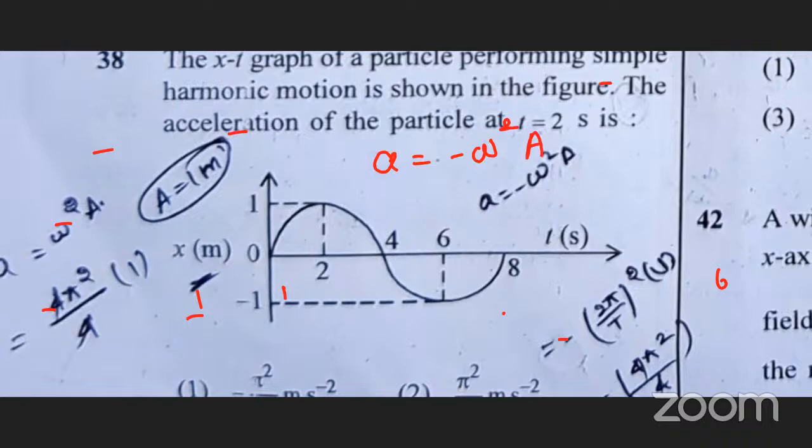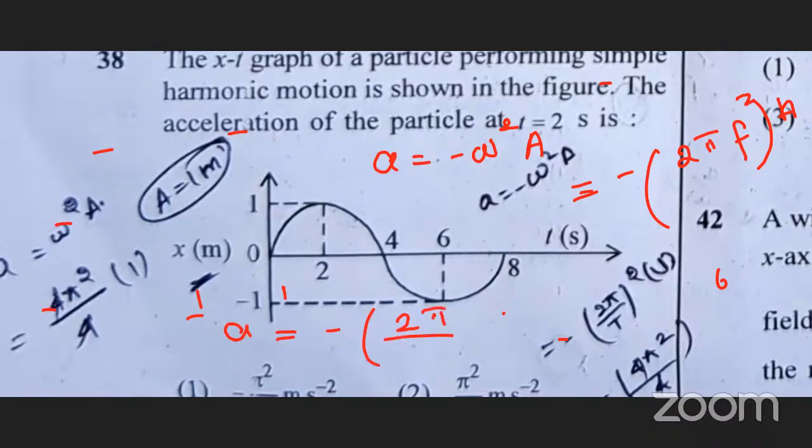In the formula, omega is equal to 2 pi f, so a is minus (2 pi f) whole square into amplitude. Instead of frequency, they gave the time period, 2 seconds. So we can write acceleration is equal to minus (2 pi by T) the whole square into amplitude.